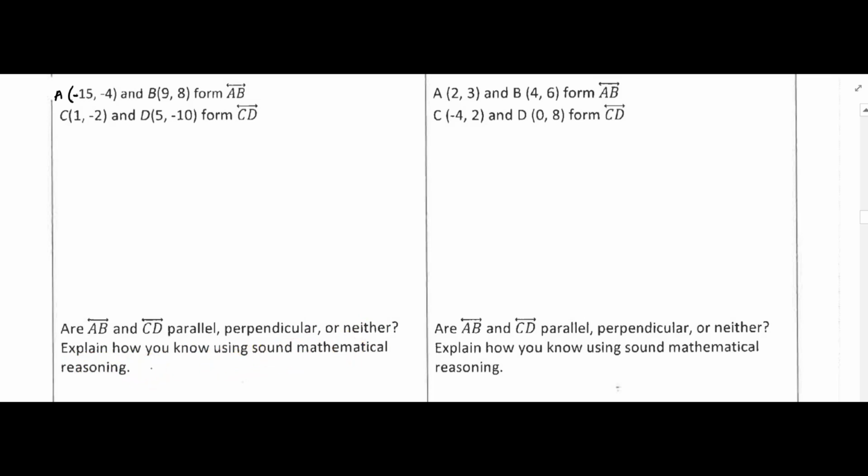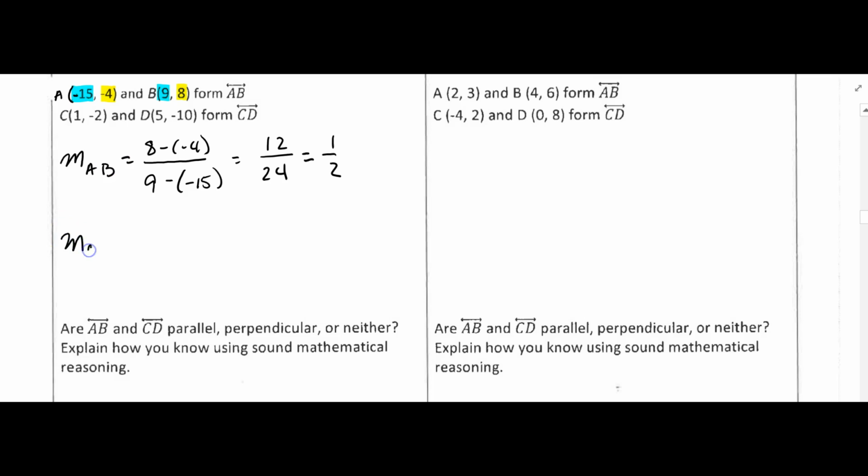So let's go ahead and find the slope of each. So the slope of AB is going to be, so I've got y2 minus y1. So I have 8 minus negative 4. And then x2 minus x1. So I have 9 minus negative 15. So 8 minus negative 4 is 8 plus 4, so that's 12. 9 minus negative 15, so that's 9 plus 15, that's 24. And then we'll reduce, we could divide both of those by 12, which gives us 1/2. So that's the slope of line AB.